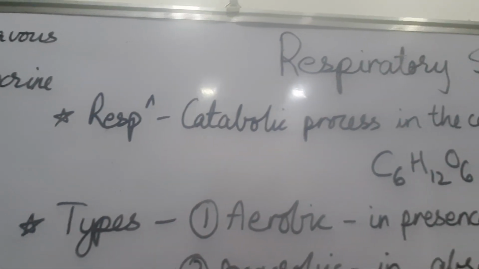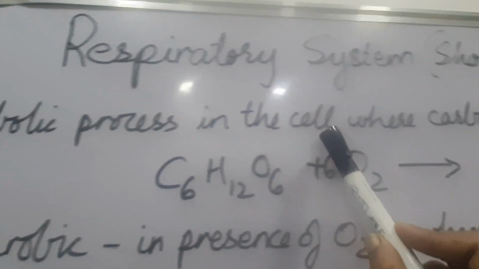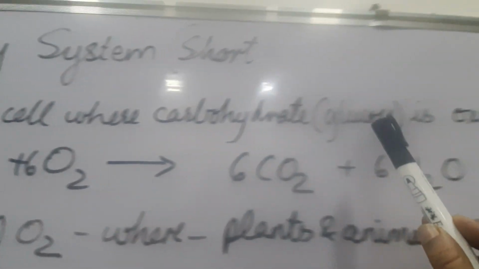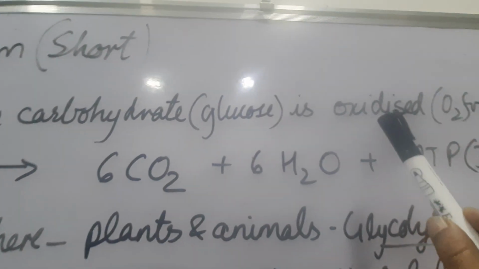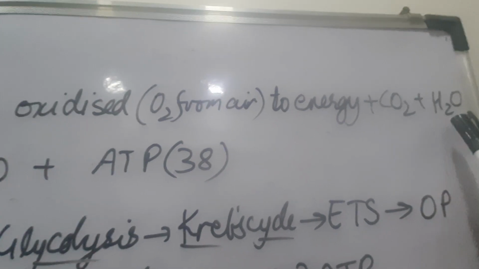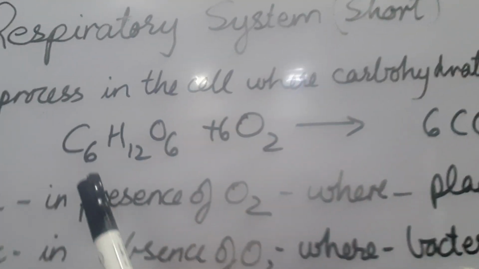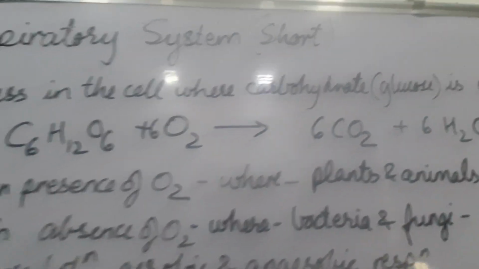What is respiration? It is a catabolic, that is breakdown process in the cell where carbohydrate is oxidized, that is broken down with the help of oxygen to give energy, carbon dioxide and H2O. Energy is always more. Now, this is the equation for respiration.